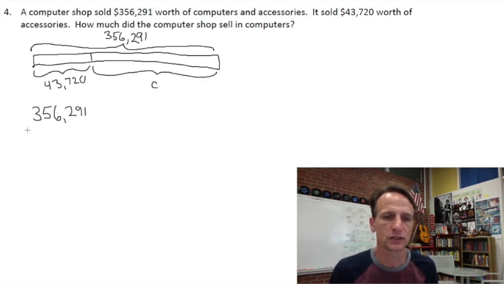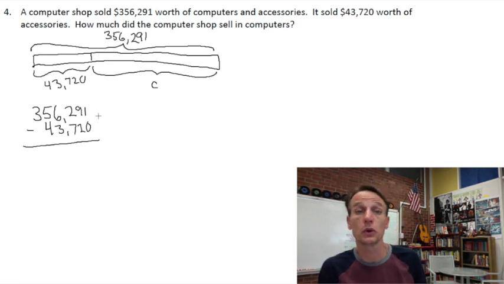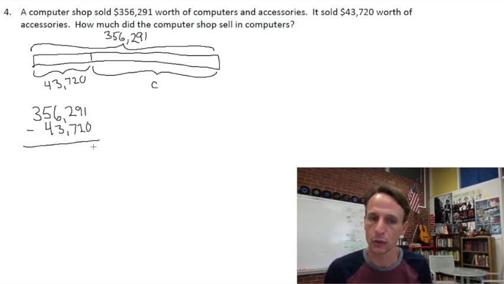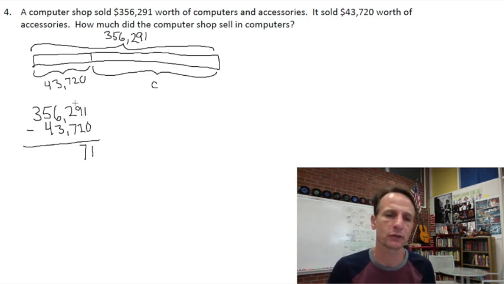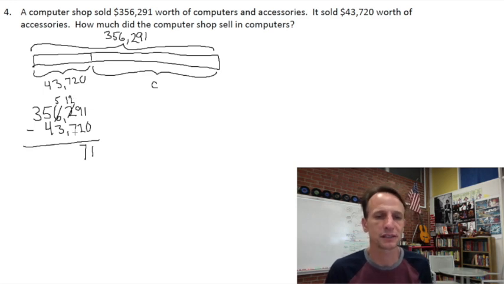356,291, and we are subtracting from that the known part of $43,720 in accessories. That will give us the amount of computers. So 1 minus 0 leaves 1. 9 minus 2, we can do that, 7. Now here you only have 2. Can't subtract 7 without regrouping, so let's regroup with that 2. Go over to the 6, leaving 5 thousands. Bring it over as 10 hundreds with the 2 hundreds we already had. So 12 hundreds minus 7 hundreds leaves 5 hundreds.